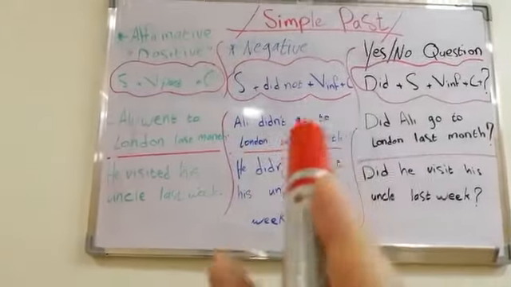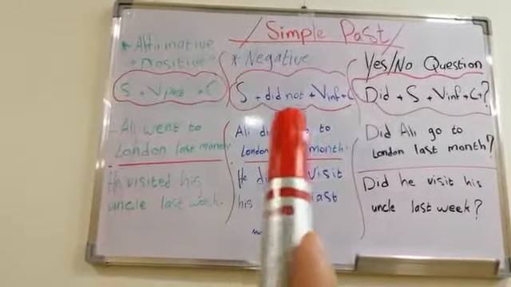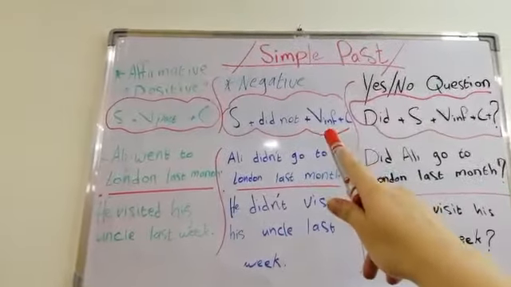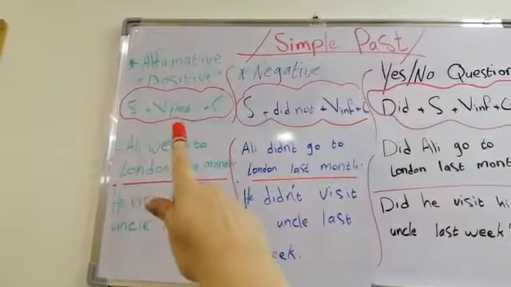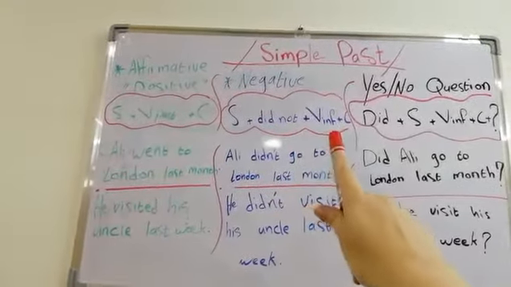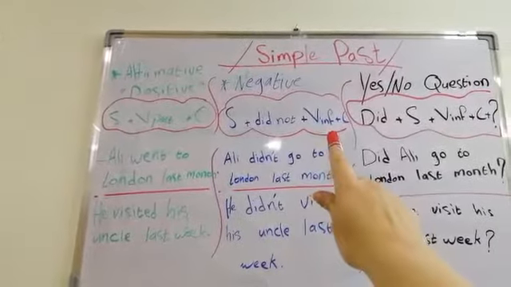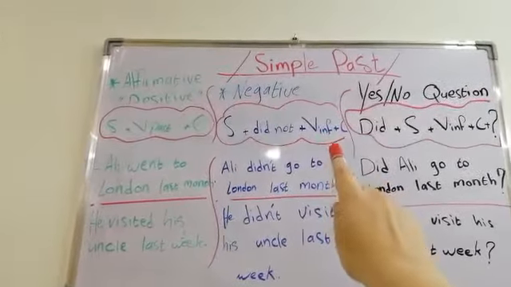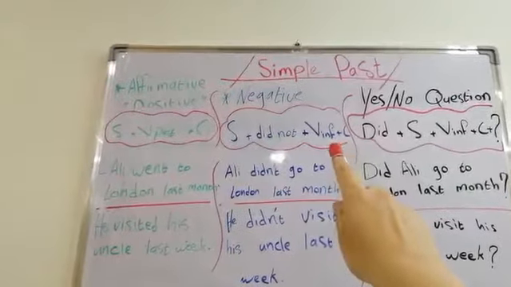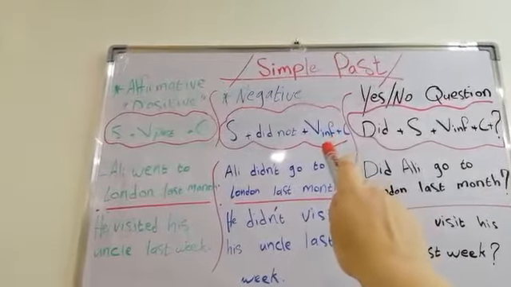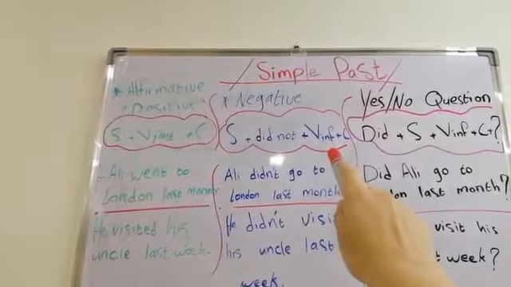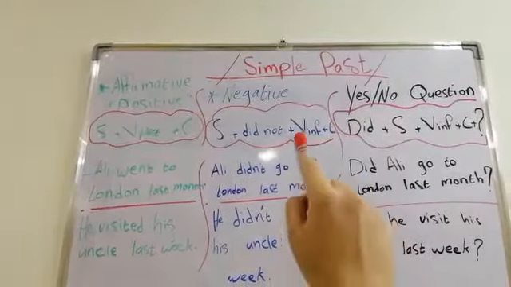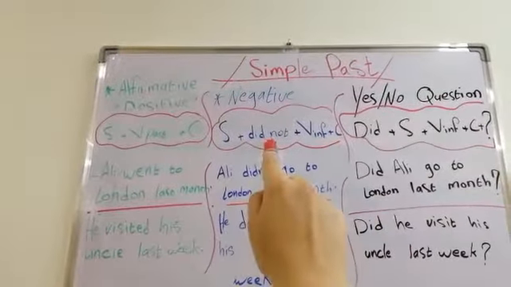So here we have subject, did not, verb infinitive. We don't use verb in the past in the negative form. Can you see? Here we have verb infinitive. What does infinitive mean? Infinitive in Arabic فعل مجرد. We don't add anything to the verb in the infinitive form. Why? Because we have didn't.